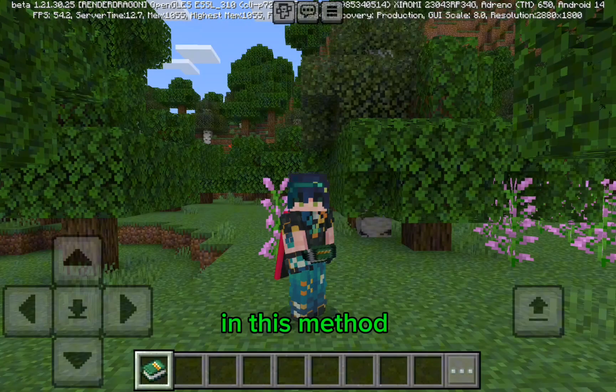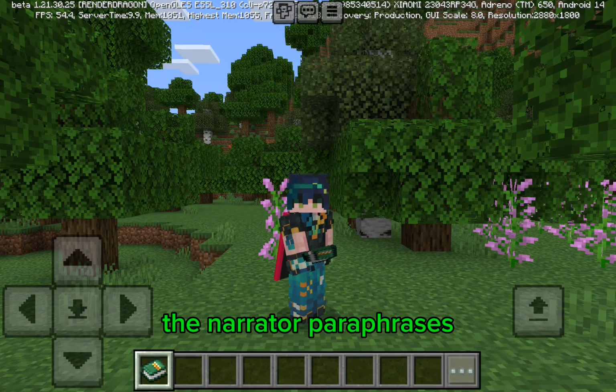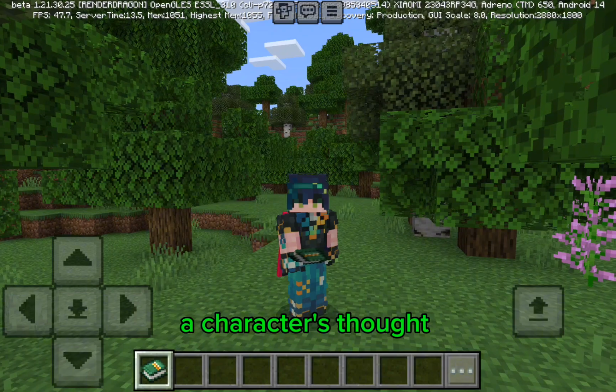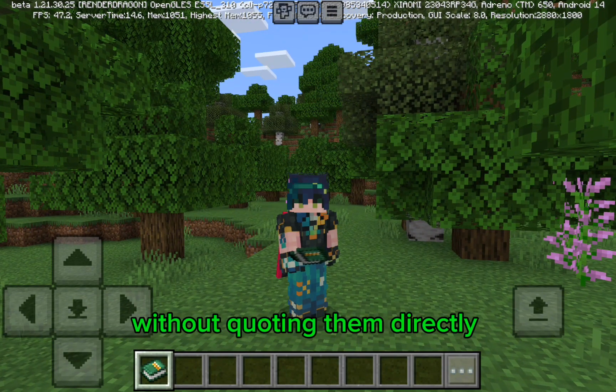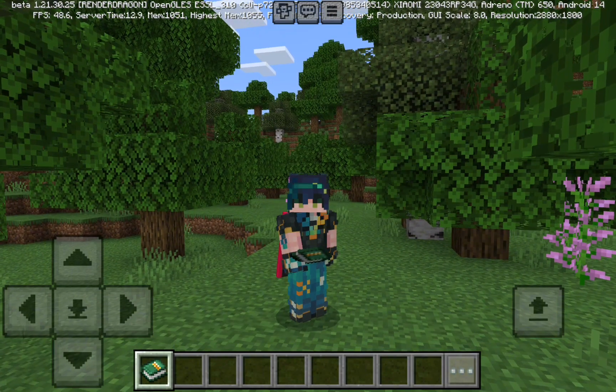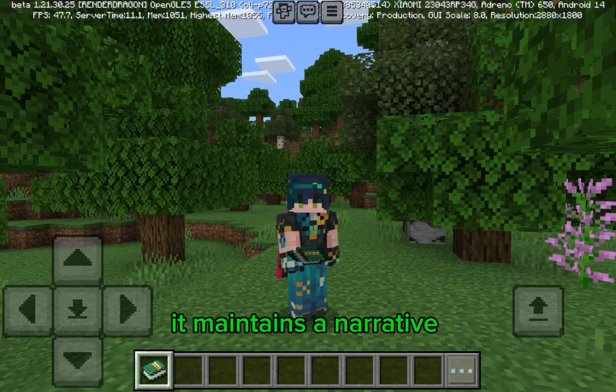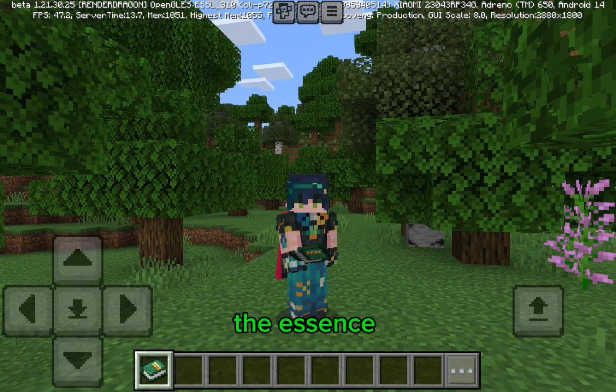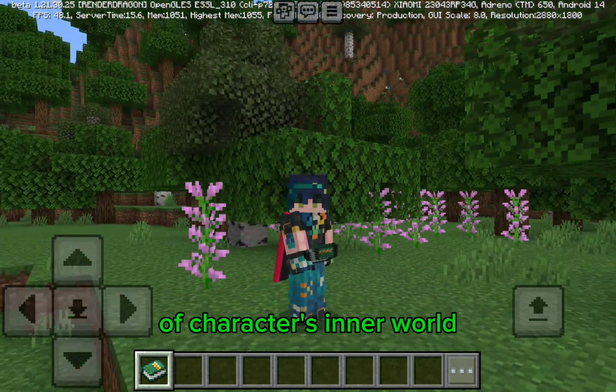Indirect discourse, in this method, the narrators paraphrase or summarize a character's thoughts or speech without quoting them directly. It maintains a narrative distance while still conveying the essence of the character's inner world.